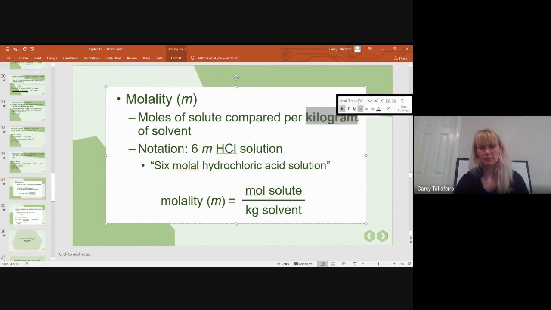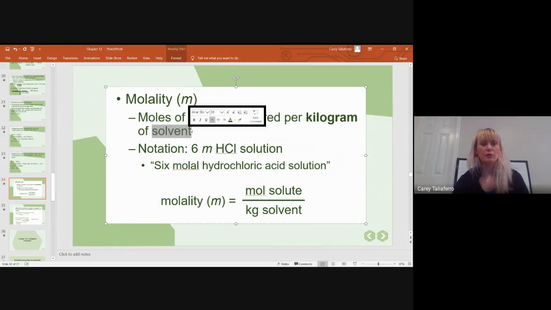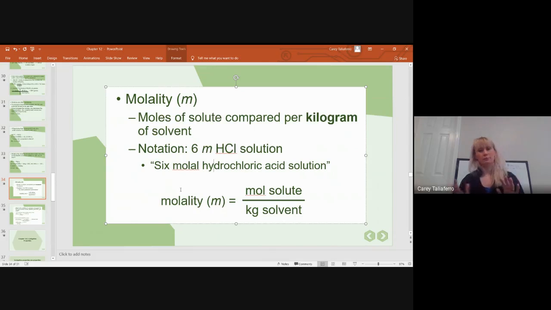We're using a mass in kilograms. That's important. And then it's not the entire solution. It's only the solvent. And here's the notation for that: 6 lowercase italicized m HCl. You would read that as 6 molal hydrochloric acid solution. So again, there's the math: moles of solute divided by kilograms of solvent, not solution. So it's only the mass of the solvent that goes on your denominator this time.